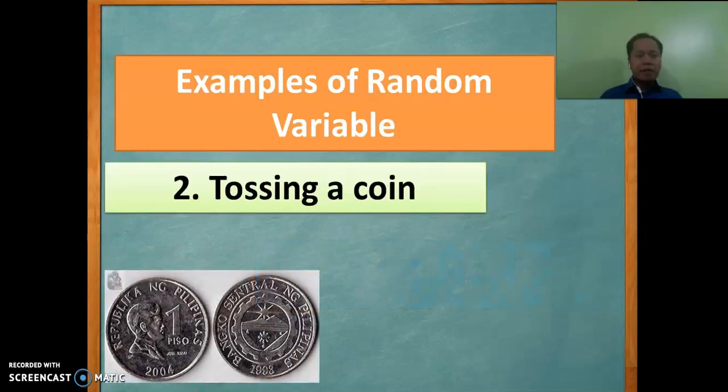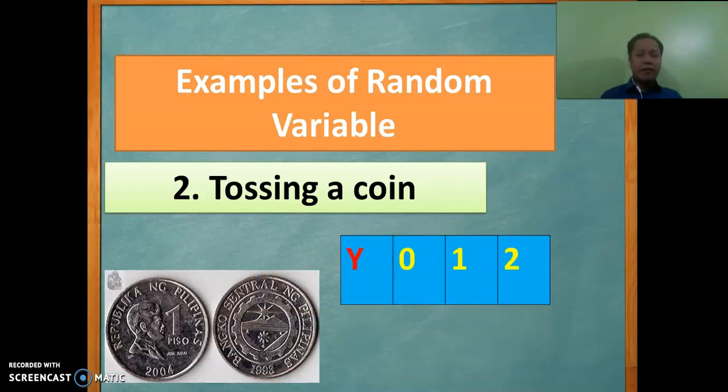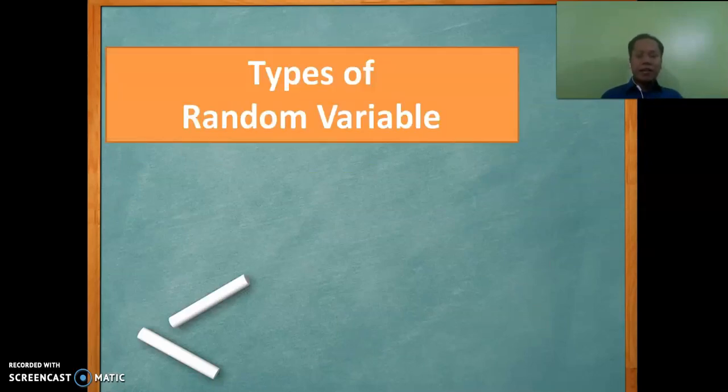Another example is tossing two coins. Say a letter Y can be used to represent the number of heads. In this case, 0 for 0 head, 1 for 1 head, or 2 for 2 heads. Thus, random variable Y. In other words, random variables are central to the use of probability.